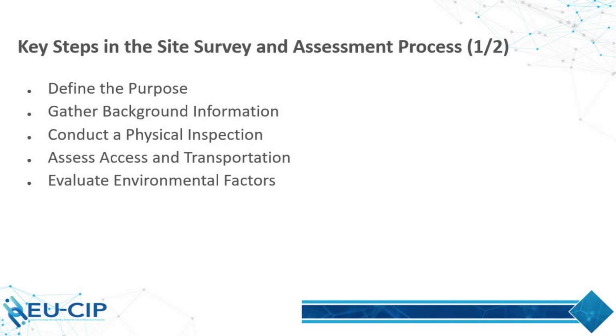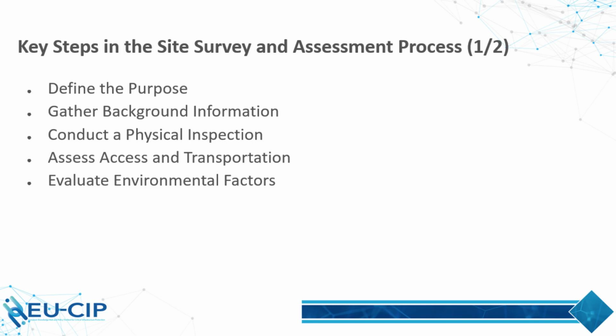3. Conduct a physical inspection. Visit the site in person to conduct a physical inspection. Walk around the area, taking note of its size, topography, and surrounding environment. Look for any existing structures, utilities, or potential hazards that may impact the project.